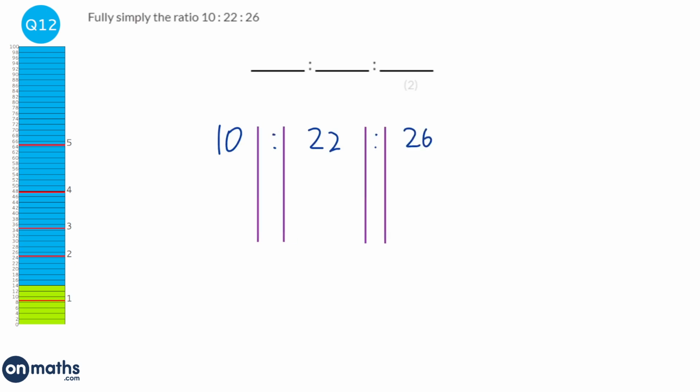So to simplify 10 to 22 to 26, I'm going to have to find something that I can divide the 10, the 22 and the 26 by. The biggest number I can do that for is 2. If you look, 10 can be divided by 5 but nothing else can, 22 can be divided by 11 but nothing else can, and 26 by 13 but nothing else can. The only thing we can divide all of them by is 2. So that will be 5 to 11 to 13. So the answer is 5 to 11 to 13.